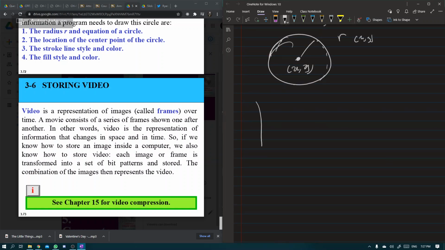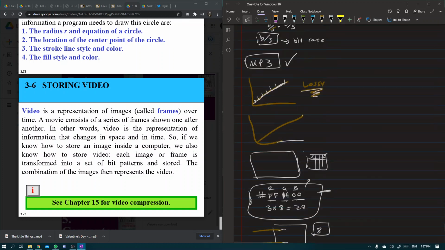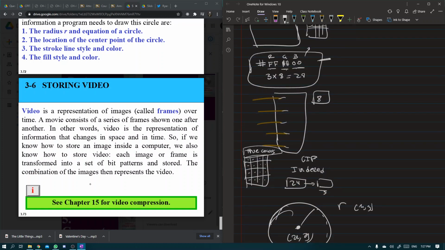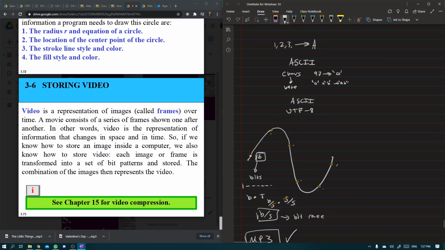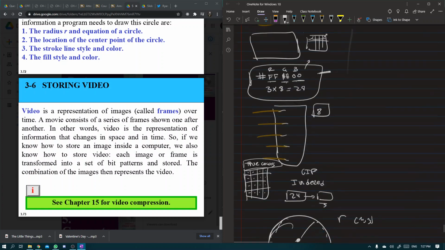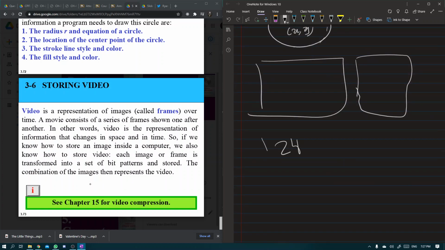Now storing video. As you learned over here, JPEG is just one image. So what video does is that it takes one image, and then it takes another image, and then it moves across the images in a certain frame rate. Now, as you learned here, every pixel takes 24 bits, so it's very inefficient to store something like 1024 by 780 and then store every single pixel of that.